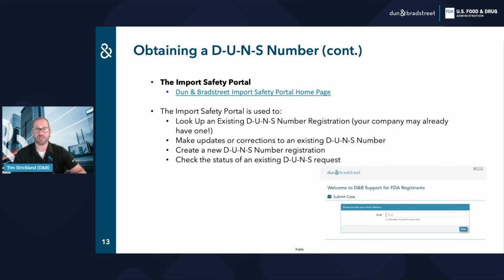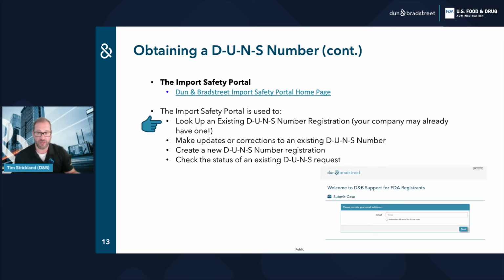To make this process easy, and it's come up a few times, Dun & Bradstreet maintains a straightforward web portal to access your DUNS number information called the Import Safety Lookup Portal. This can be accessed at the URL provided here, which we'll provide as a leave behind after today's presentation, and this will take you to the Import Safety Portal homepage. That Import Safety Registration Portal can be used to look up an existing DUNS number registration.